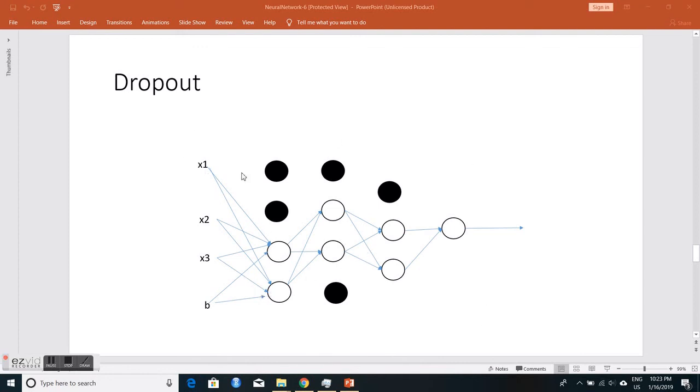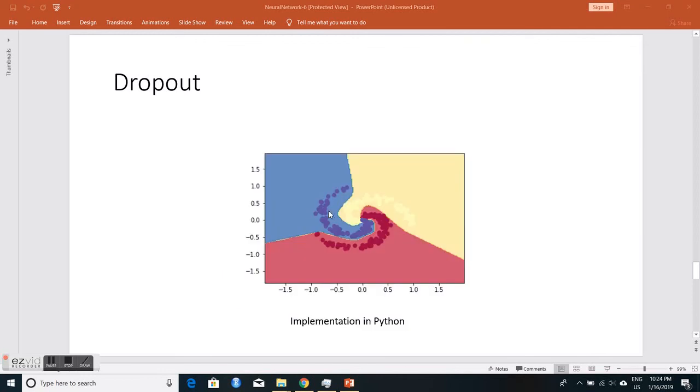So again, in the forward and backward propagation, we take the same random approach and we drop another set of units, and we make it learn. So going through the process, we get a regularized model. And this is the output I got when I ran it with Python with the dropout technique.